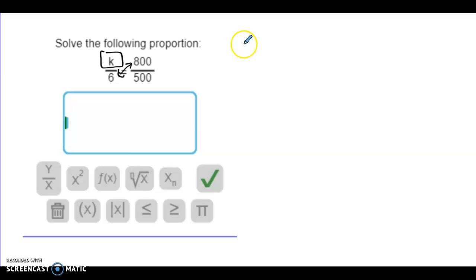So on your calculator, the solution for K would be, we'd start out by doing 6 times 800, and then we would divide by this lonely guy here. He's lonely because he doesn't have a factor pair diagonally. So we would divide by 500.